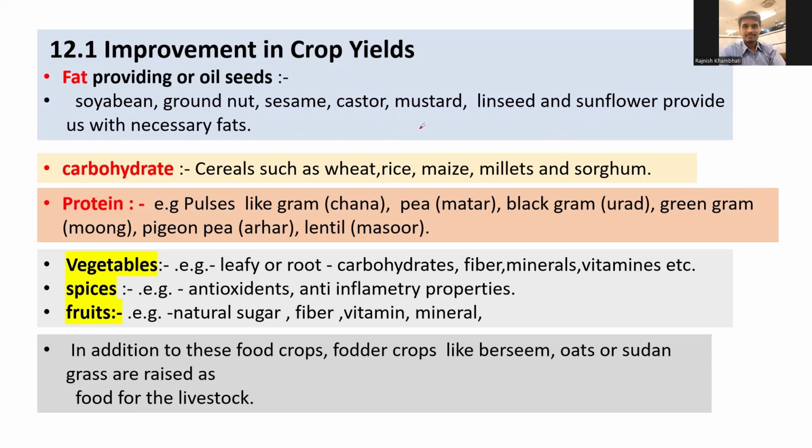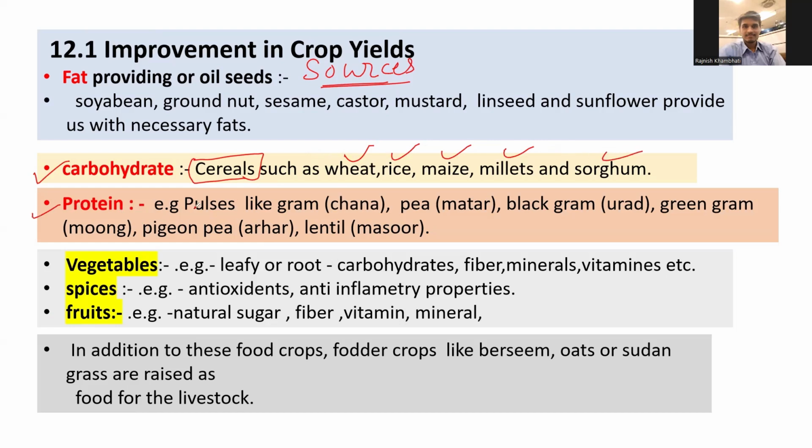Next, we are getting carbohydrates from cereals. What is the source? What are those things? These things are sources. So carbohydrate sources are cereals. When you eat cereals, they will give you carbohydrates. Examples are wheat, rice, maize, millets, and sorghum.